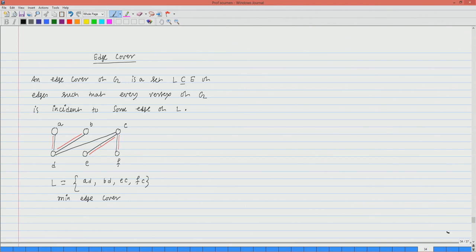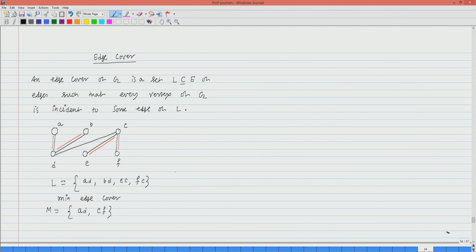And we know that for this graph, the maximum matching is of size 2, and we know that this is a matching, say AD and CF is one maximum matching. There could be several, but the maximum size will remain the same. The size of the maximum matching is 2.